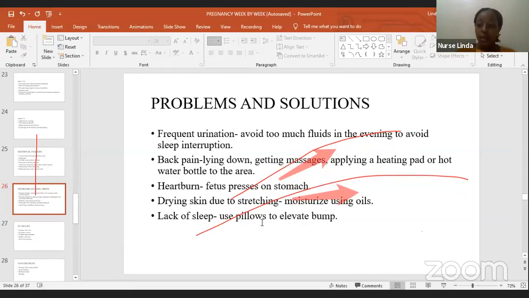And it's advisable that a pregnant woman sleeps on the left side to avoid pressing on blood vessels. Okay, so the fetus might end up pressing on very important blood vessels that return blood back to the heart, and that will lead to the woman having a lot of edema. And so to avoid this, they sleep on the left side and also elevate their legs.